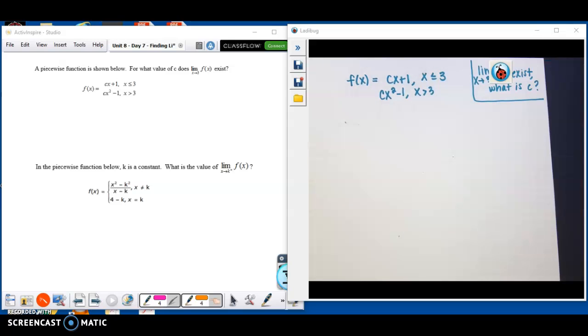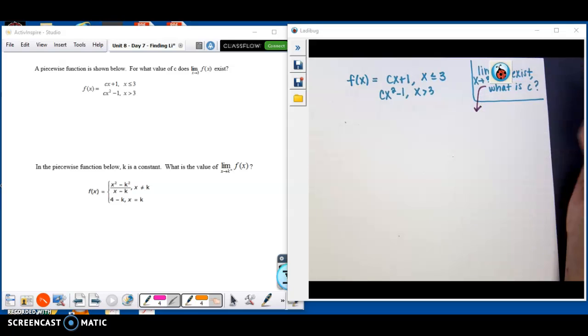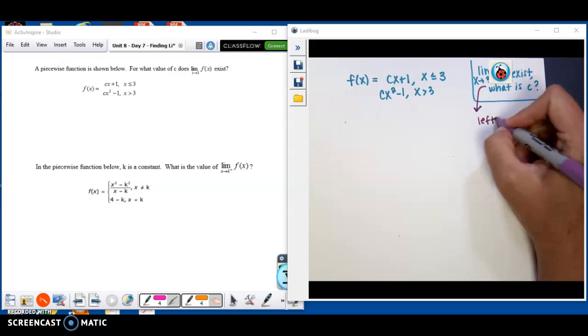So taking a look at this first example here. We have this piecewise function. We're trying to figure out what value of c will make the limit as x approaches 3 exist. Okay, so first thing, remember for the limit as x approaches 3 to exist, that our left limit has to be equal to our right limit.